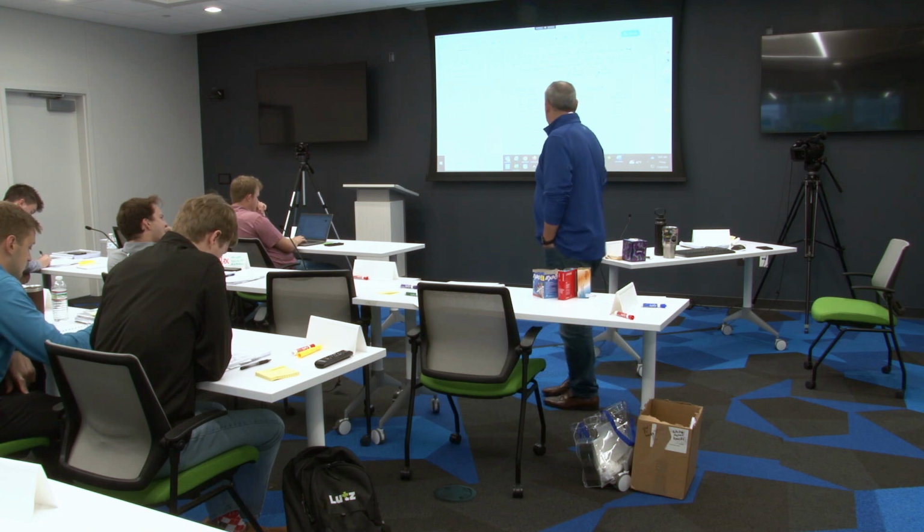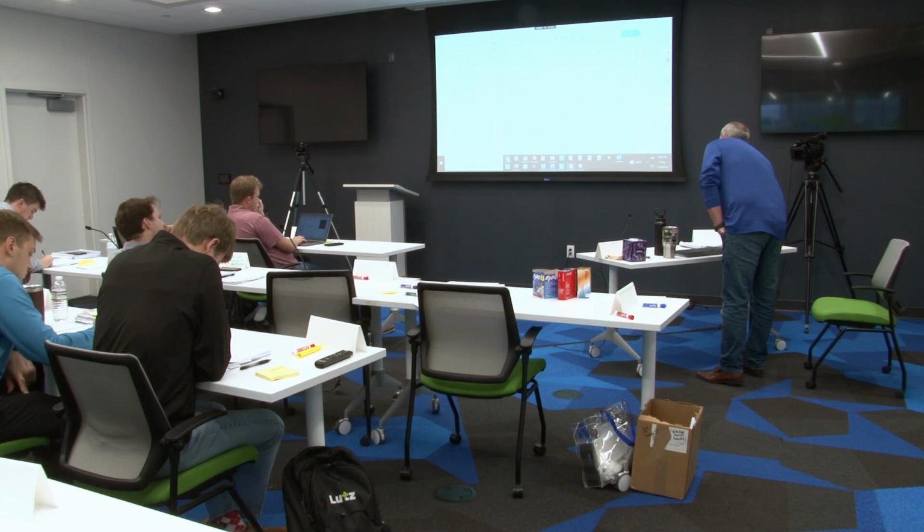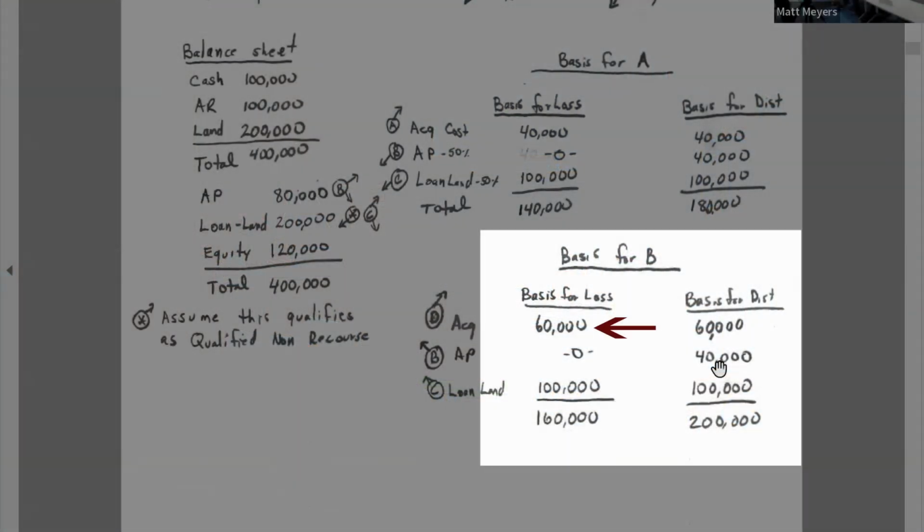Okay, what's B look like? Basis for B, basis for loss, acquisition is 60,000. Accounts payable is 0. Loan on land is 100,000 for a total of 160,000. Okay. Basis for distribution, acquisition is 60,000, accounts payable is 40,000, and then loan on land is 100,000, for a total of 200,000.